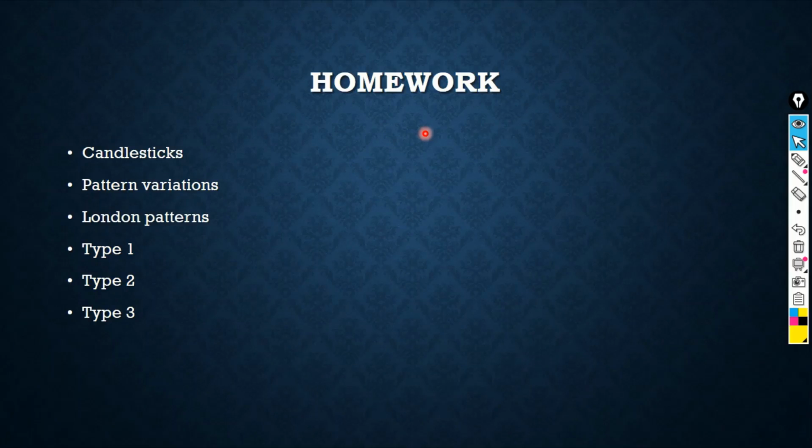So for your homework now, what you need to do is go and identify all the candlestick patterns, the pattern variations, and the London patterns. Do 5 for each, send them to me. I want to see your homework. Okay, install your MetaTrader, mark them up using MetaTrader. You can edit text or some boxes, or if you can't, you can do it on Paint.